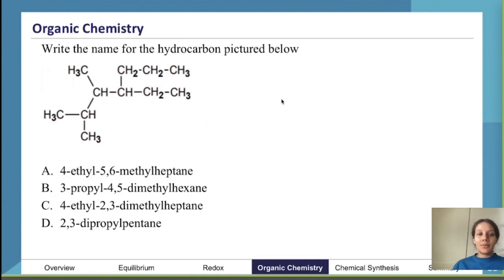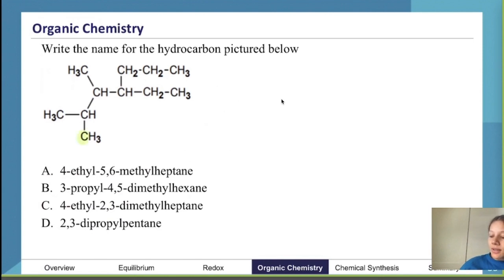Now this next one here. We want to write the name for the hydrocarbon pictured below. Now we can see we've got a bit more of a complicated one. We don't have any double or triple bonds or special functional groups yet, but we do have a lot of branching. So the way that this will work to start off with is we want to think about figuring out what's our longest chain of carbons that we can make, because that's going to be our parent chain. So let's have a bit of a trial of some different ones.